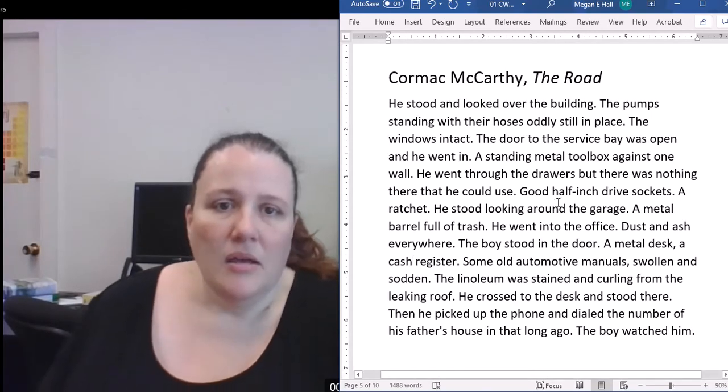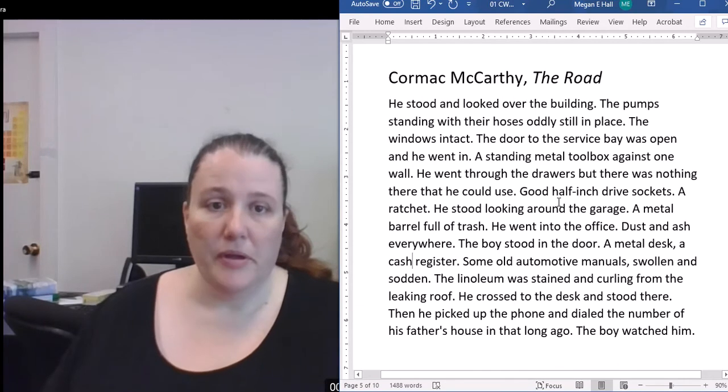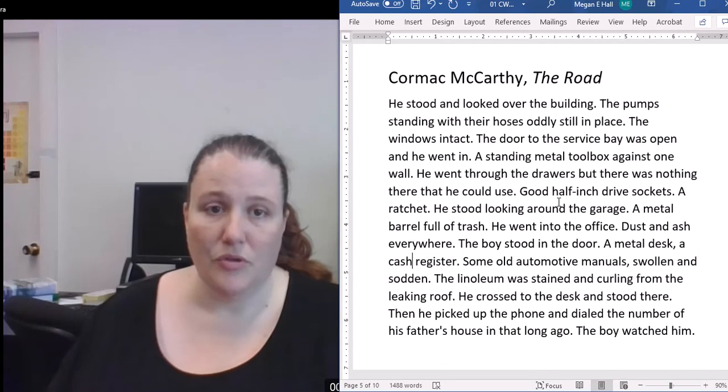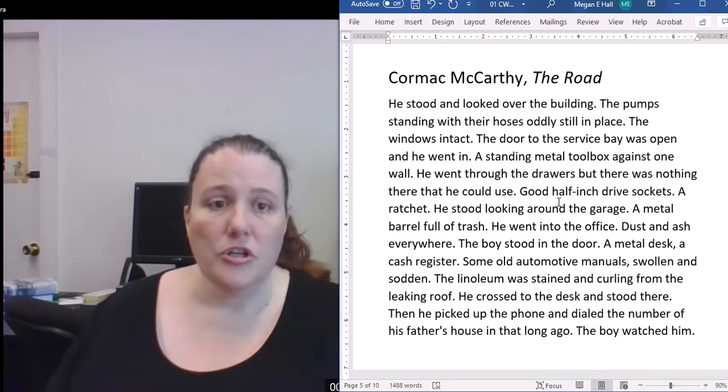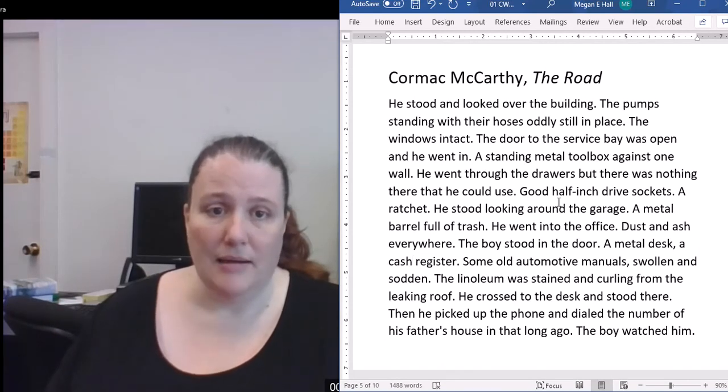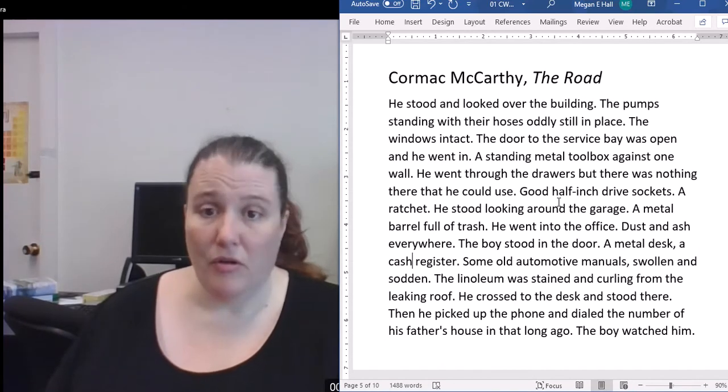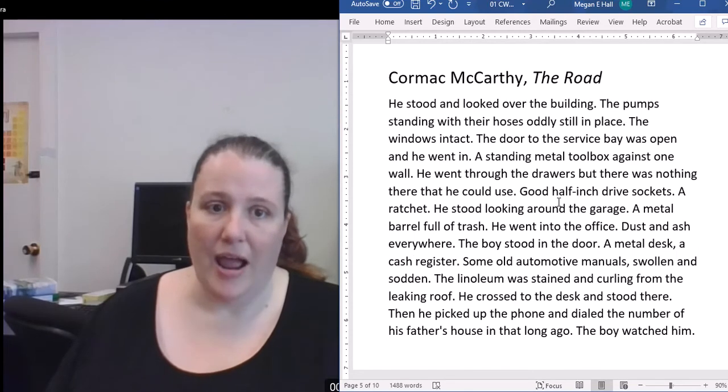So he stood and looked over the building, the pumps standing with their hoses oddly still in place, the windows intact. The door to the service bay was open and he went in. A standing metal toolbox against one wall. He went through the drawers, but there was nothing there he could use. Good half-inch drive sockets, a ratchet. He stood looking around the garage. A metal barrel full of trash. He went into the office, dust and ash everywhere.